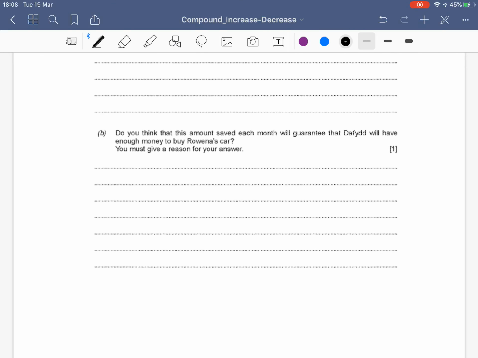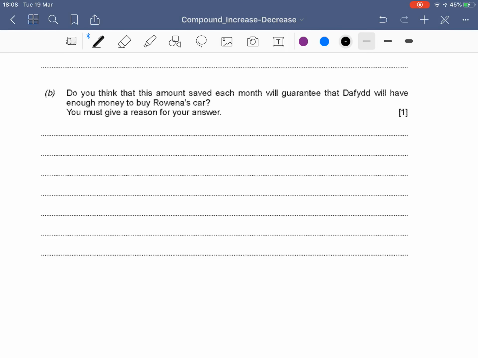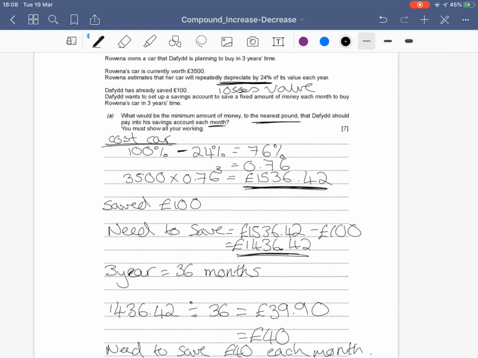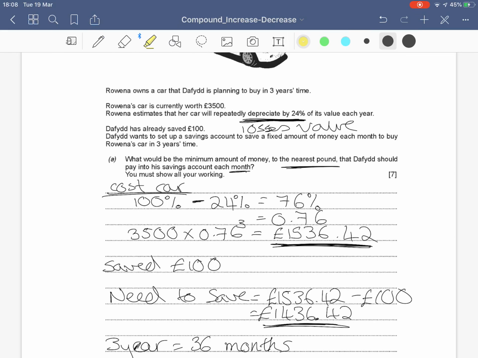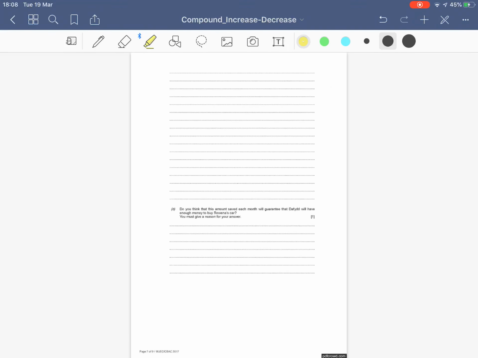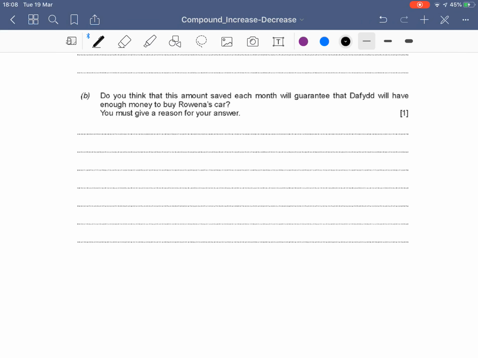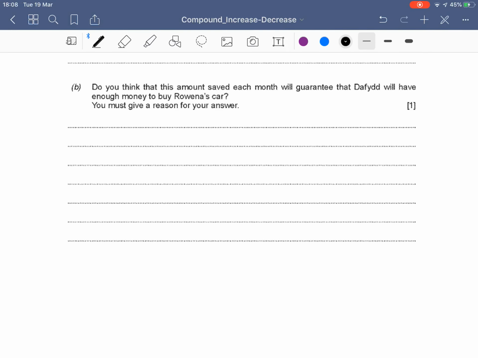There is a part B to this question. Do you think this amount saved each month will guarantee that he will have enough money to buy the car? You must give a reason for your answer. If I briefly go back over the question, it's currently worth £3,500, and he estimates that the car will repeatedly depreciate by 24%. Straight away, he's only estimated, so he can't guarantee that he'll get the car. If I was to write that, I would say no.